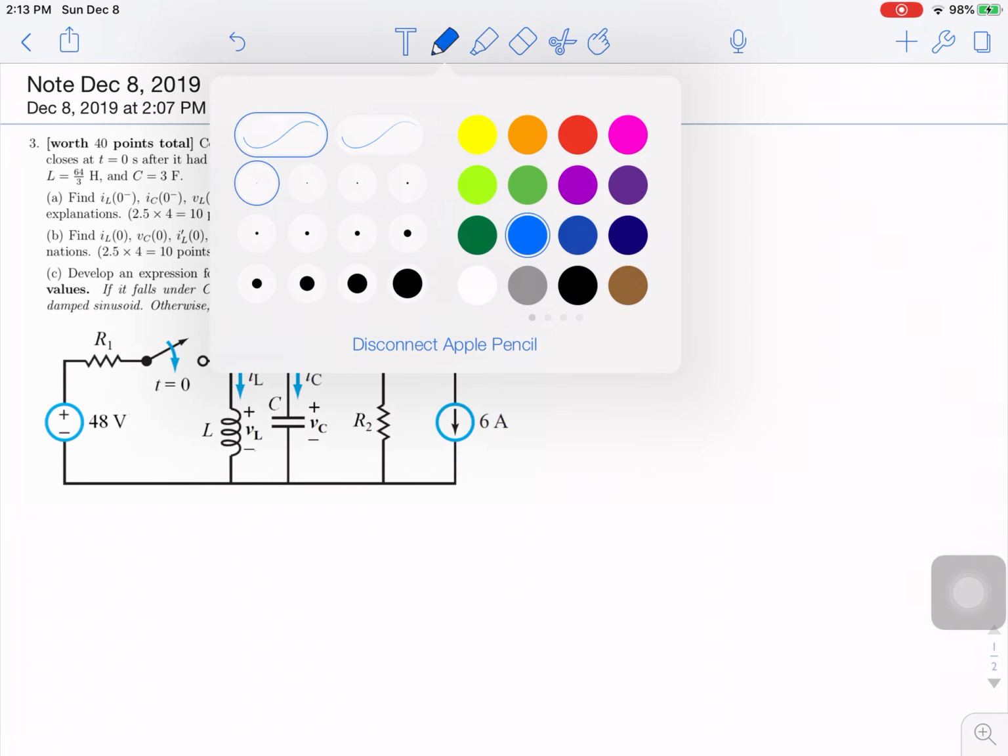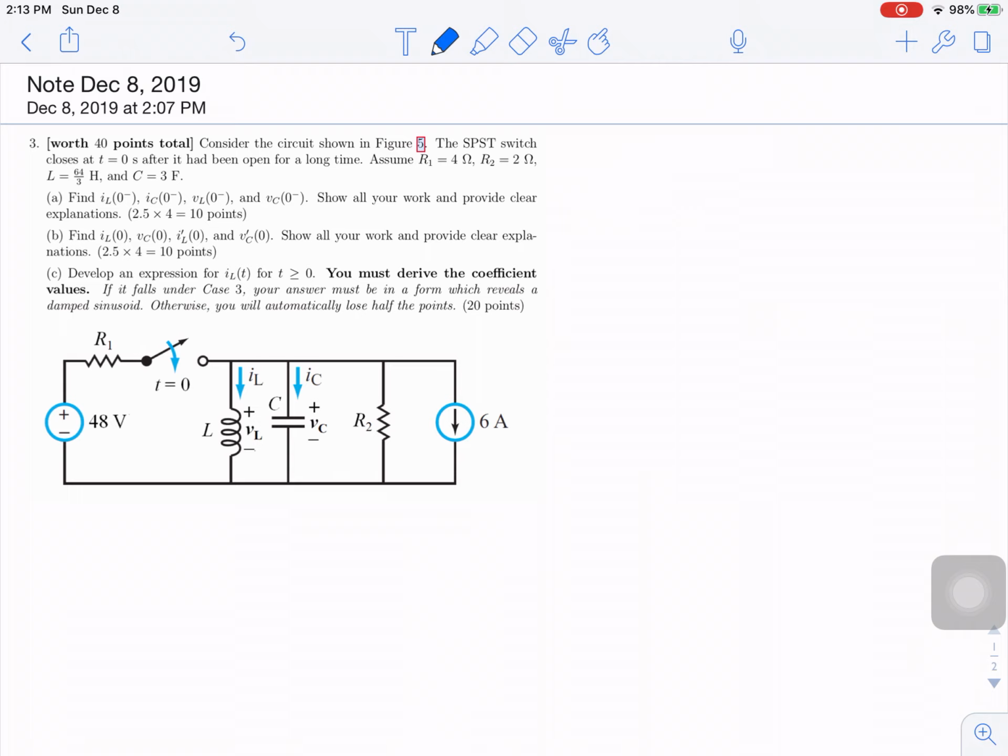So now let us see this problem. Consider the circuit shown in this figure. The SPST switch closed at time equals 0 after it had been open for a very long time, and we assume the parameters for these components. The first problem is that we want to know the IL, IC, or VC at time t less than 0. So how to do this problem?